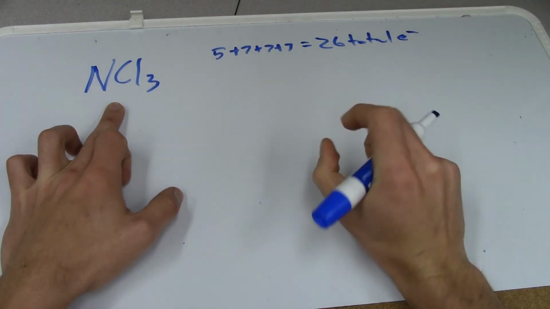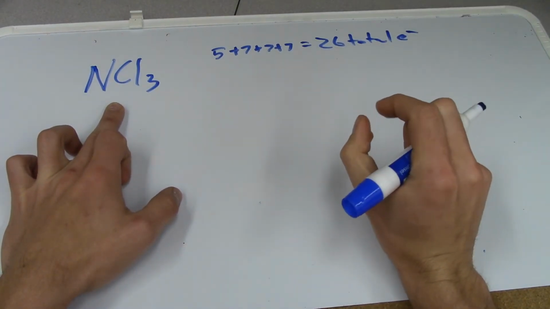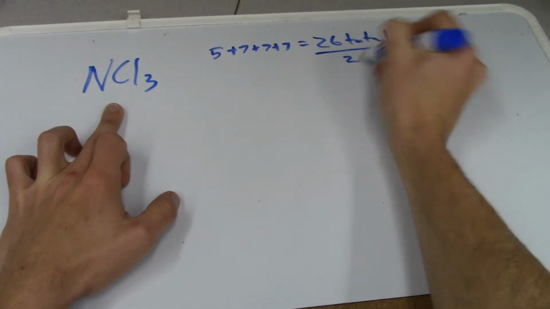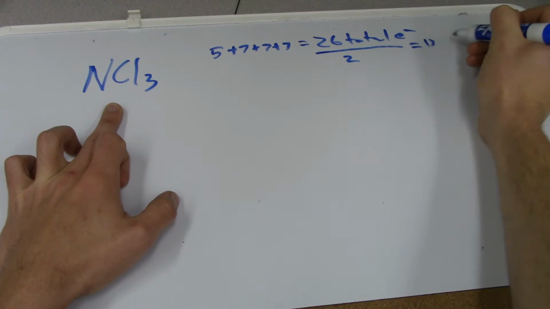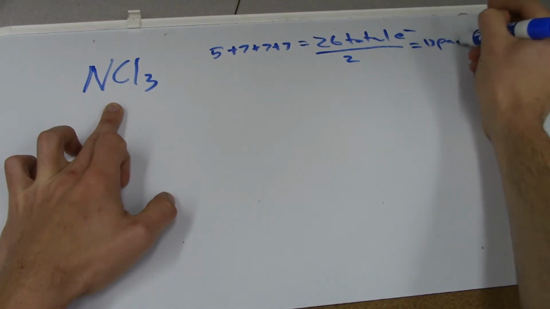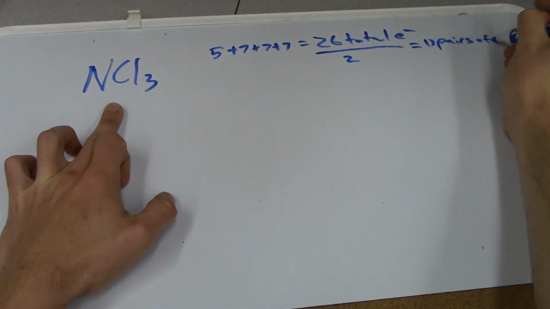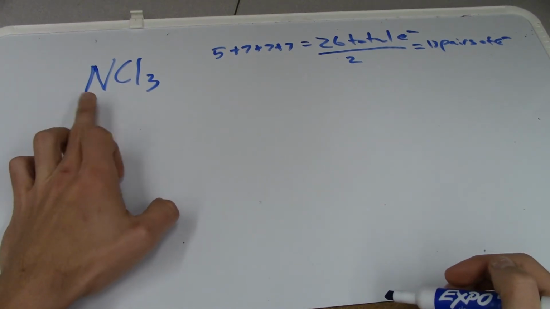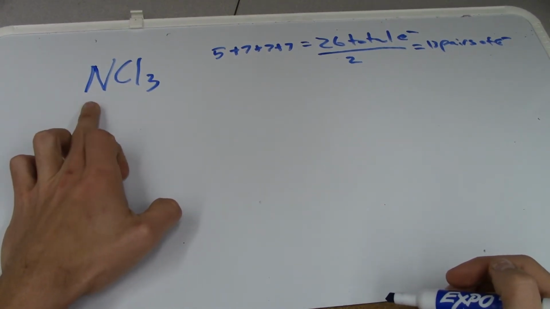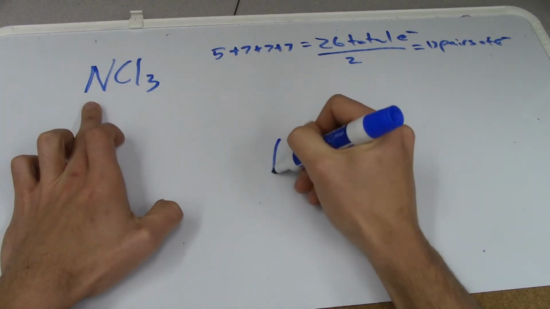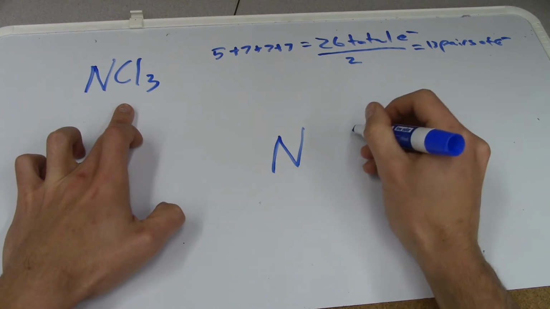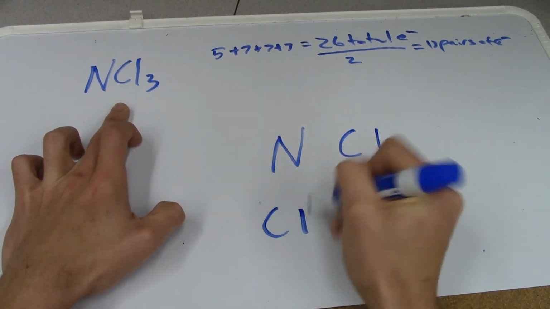And then the next step again is to find the total number of pairs of electrons that I have to work with. So just divide this total by 2. So I know I have 13 pairs of electrons. Next step, find my central atom. Farthest to the left on the periodic table, not H, is going to be N. I'm going to put my exterior atoms around it. So Cl, Cl, Cl.